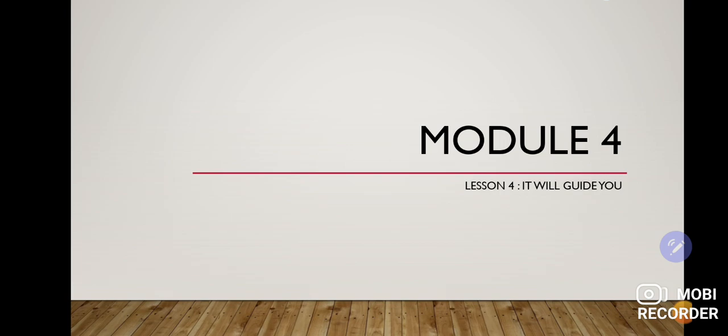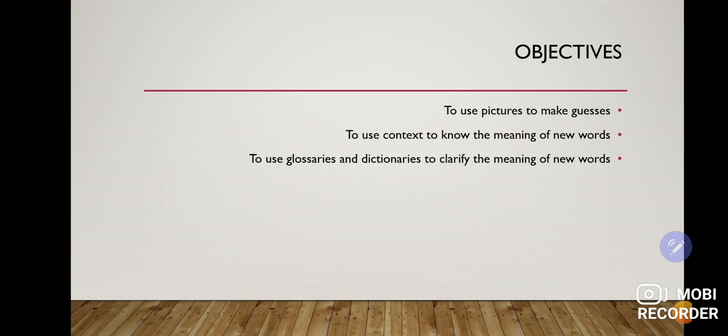It will guide you. What is expected from you to learn from this module is to use pictures to make guesses. We're gonna look at pictures and at things in order to make guesses or translate the words that we might face. To use context to know the meaning of new words. Now, this is a technique of translating and clarifying the meaning of a word. It comes by reading the whole sentence in order to understand the meaning of the word.